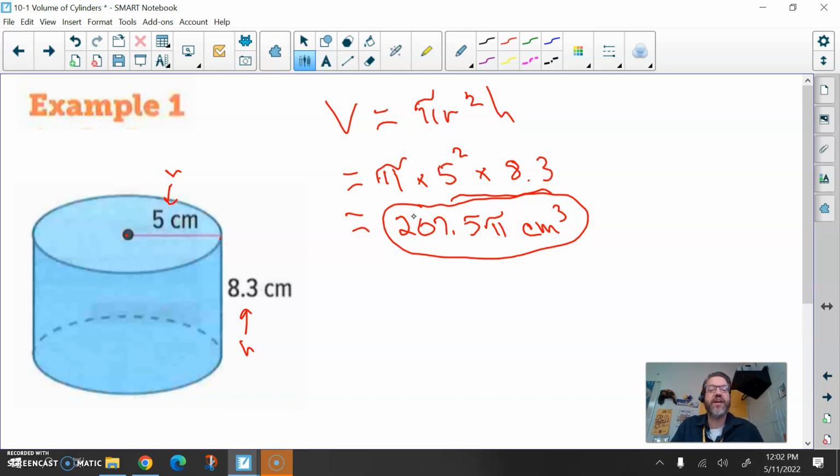Now, if you want to give this answer in decimal form, then you would have to fill a 3.14 in for pi. So you would take 3.14 times 5 squared times 8.3. Or you could just take 3.14 times 207.5, since we already found that part. Okay, and I'm going to do that on my calculator quickly. You can do the same thing on your calculator, see if you get the same result. I get 651.55.